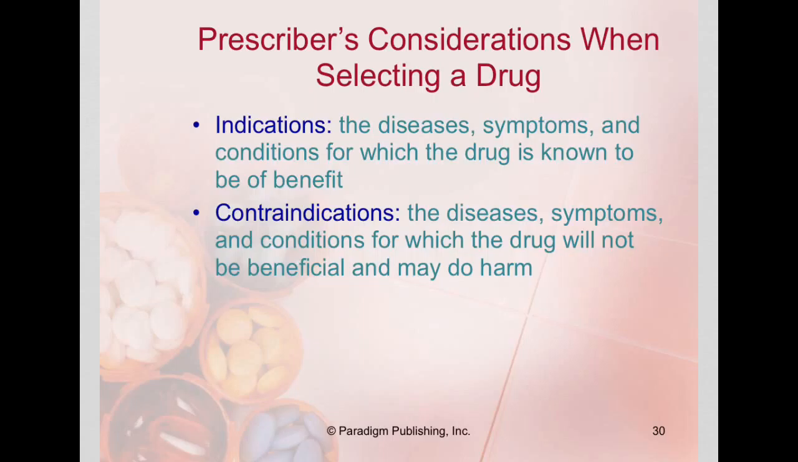An antibiotic. The contraindications are the diseases, symptoms, and conditions for which the drug will not be beneficial and may even do harm. The drug shouldn't be prescribed if the patient has that condition. So they may have one condition that they could use a specific drug for, but they may have another condition where if they take that drug, then it could possibly kill them.